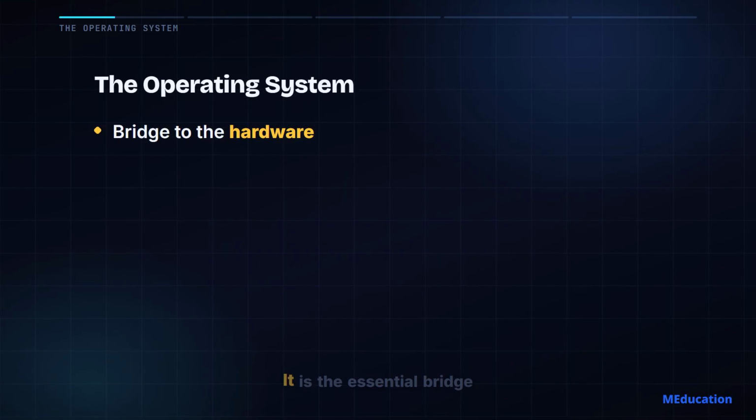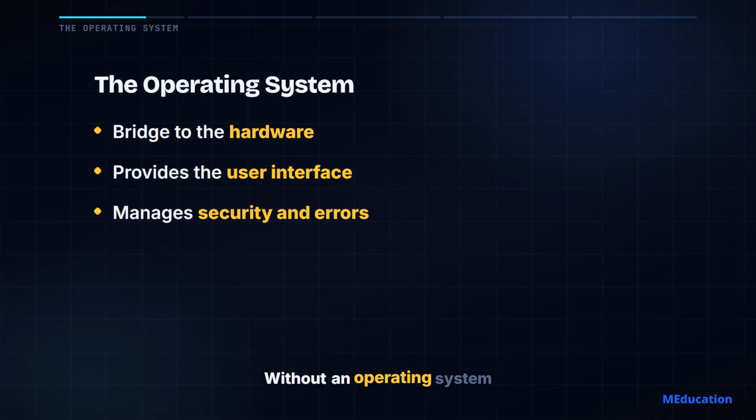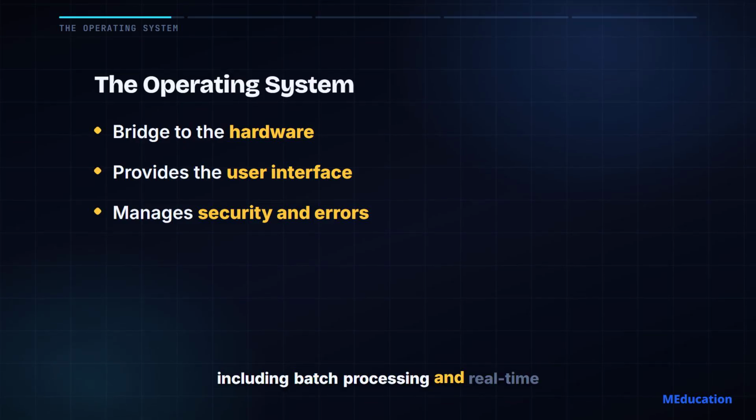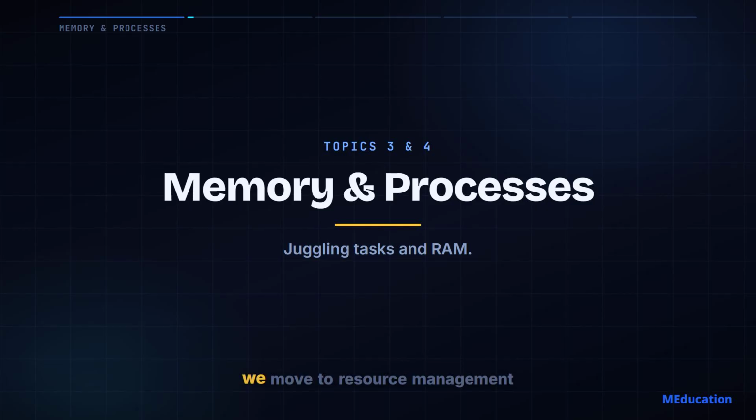We start with the operating system. It is the essential bridge between the user and the raw hardware. You will learn its core functions, from providing a user interface to managing security, hardware, and errors. Without an operating system, your computer is just an expensive collection of metal and silicon. We will examine different types of operating systems, including batch processing and real-time systems, to see how they adapt to different environments. Once you understand the basics, we move to resource management, specifically how the system juggles memory and processes.